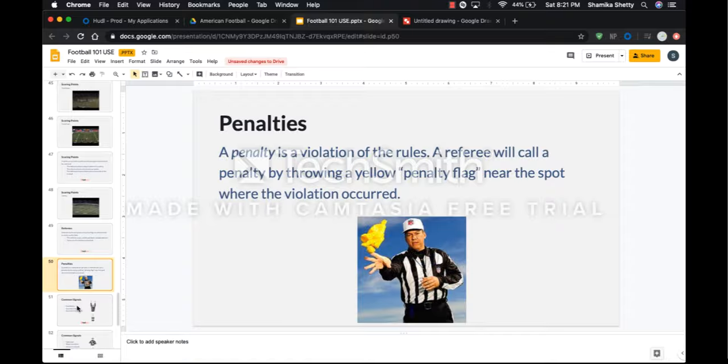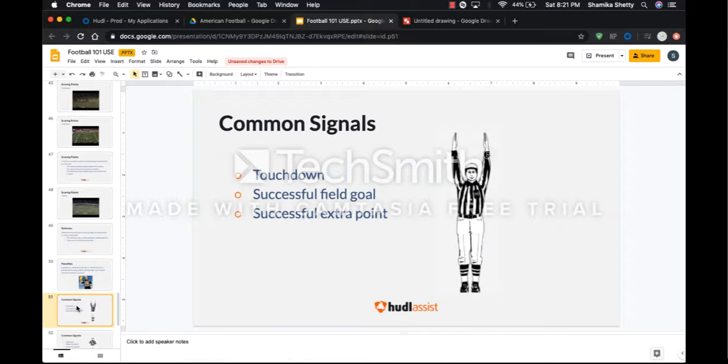Okay. So we have common signals that the referees will do, and it's clearly visible because there are two referees standing on the line of scrimmage on either side. This is the referee signal for a touchdown. Touchdown is when a team member of an offensive team will run the ball or pass the ball across the end zone. They are awarded 6 points for that. This is the referee signal for it.